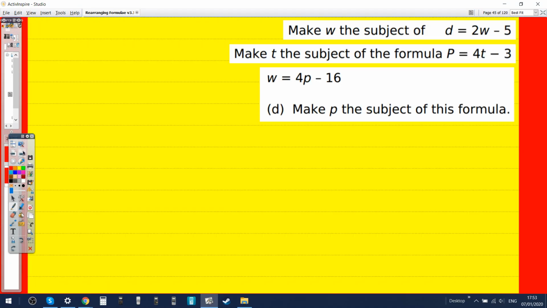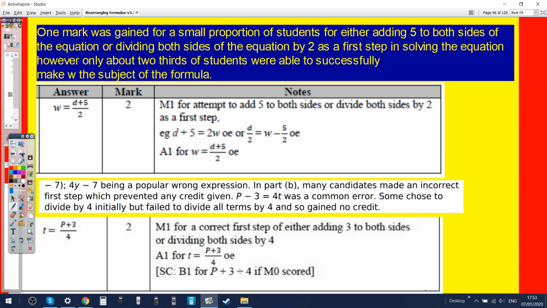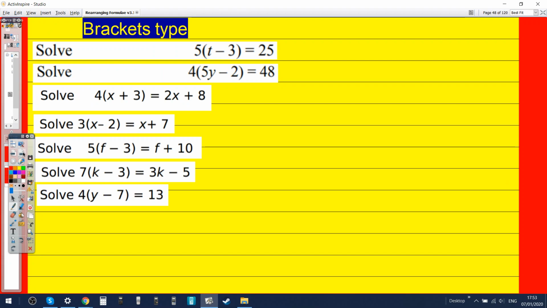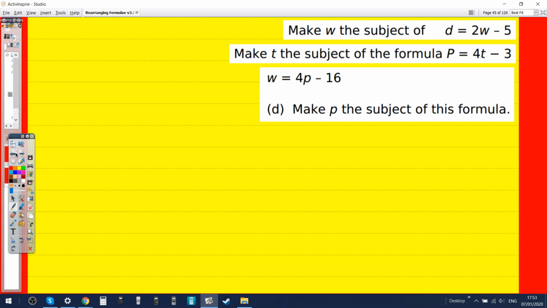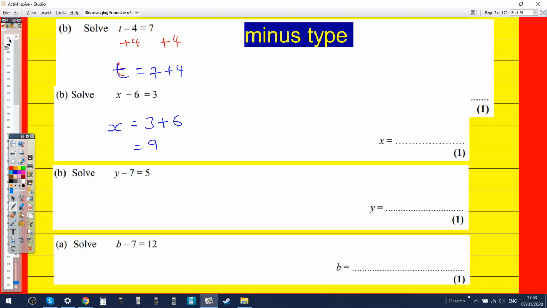So that's those ones. Okay, so I'll just do a quick test to see how we did. How would you do the very last one? Or what would you get? Okay, very last one. So b minus 7 equals 12.